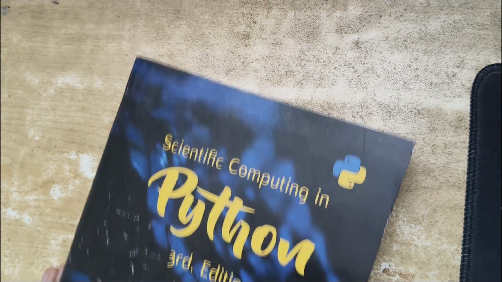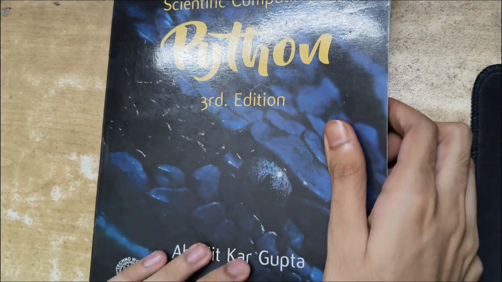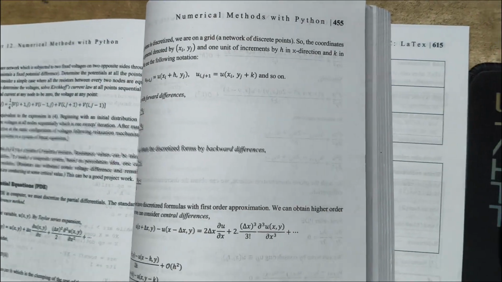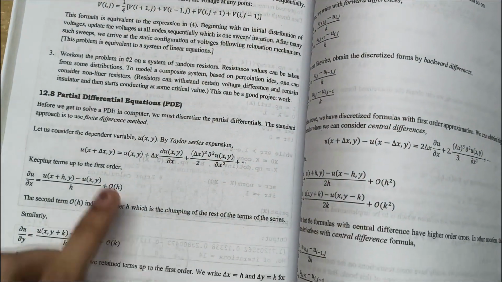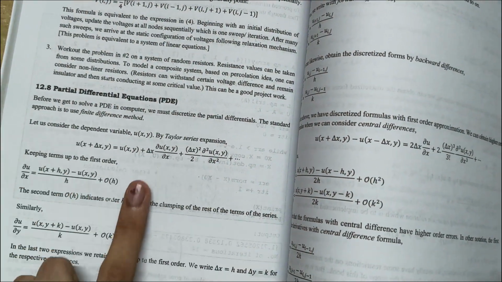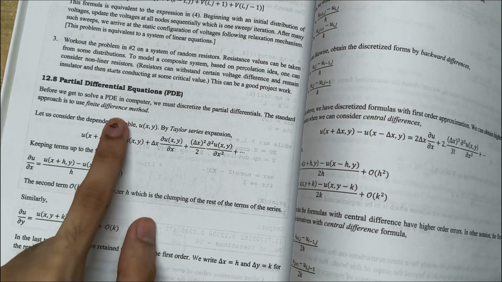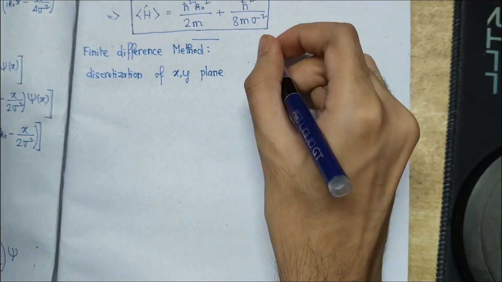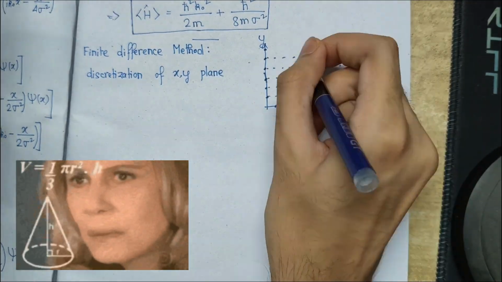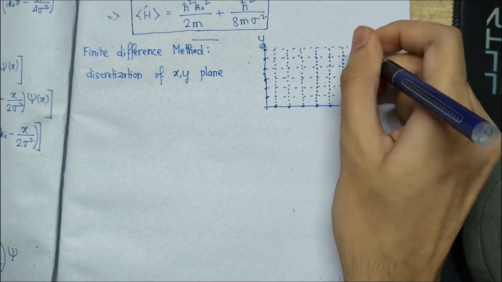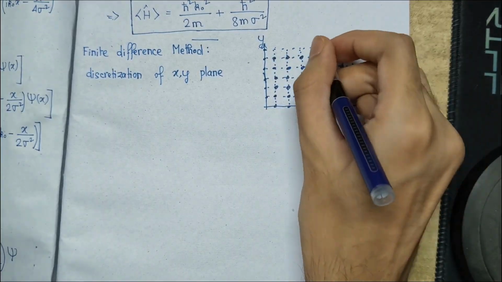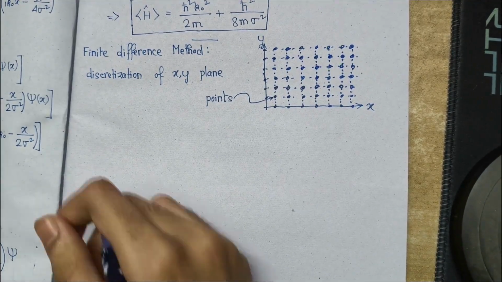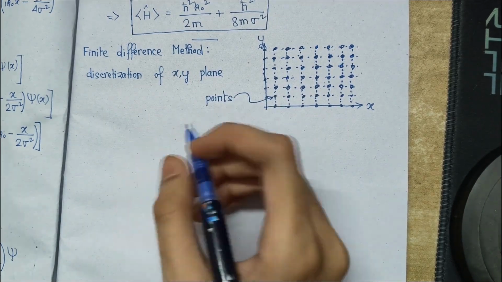Upon studying from this amazing book on computational physics by Abhijit Kargupta, I got to know this. The general approach for numerically solving PDEs is to implement the finite difference method. Speaking in simple words, as I do not want to make this video math heavy, in the method of finite differences, we shall break up the xy plane into a network of discrete points. You might think of it to be like a grid.